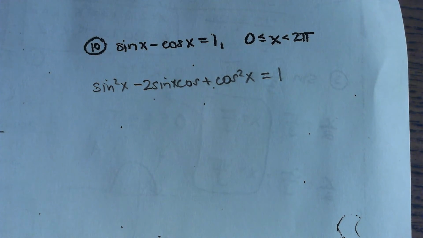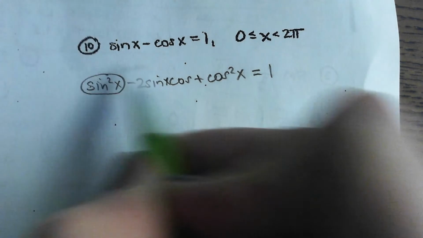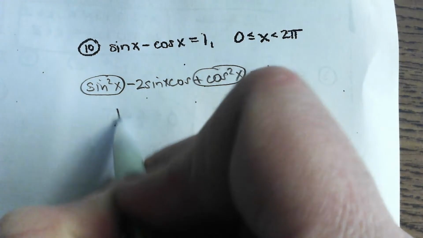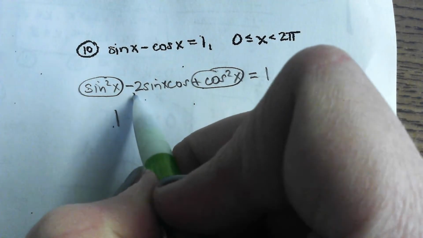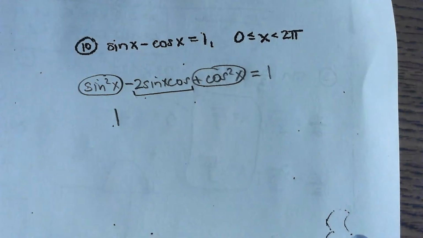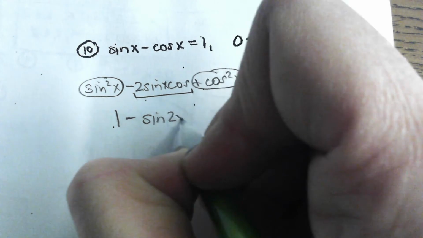2 formula sheet ideas, Olivia. Right? This plus this is 1. And what's this? What's 2 sine cosine? Sine of 2x. That part's a double angle.